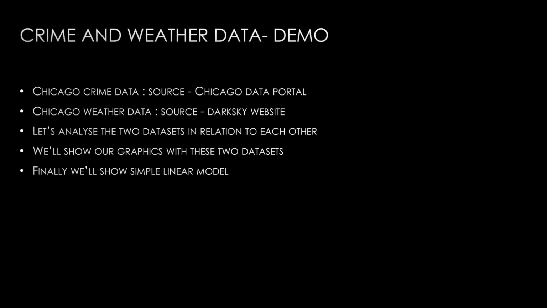So what we are going to do is take these two data sets, which are crime data and weather data from the Chicago website, and we'll analyze these two data sets in relation to each other, show our graphic based on this data, and finally we'll build our linear model on the same. So let me quickly jump to my Jupyter notebook here.